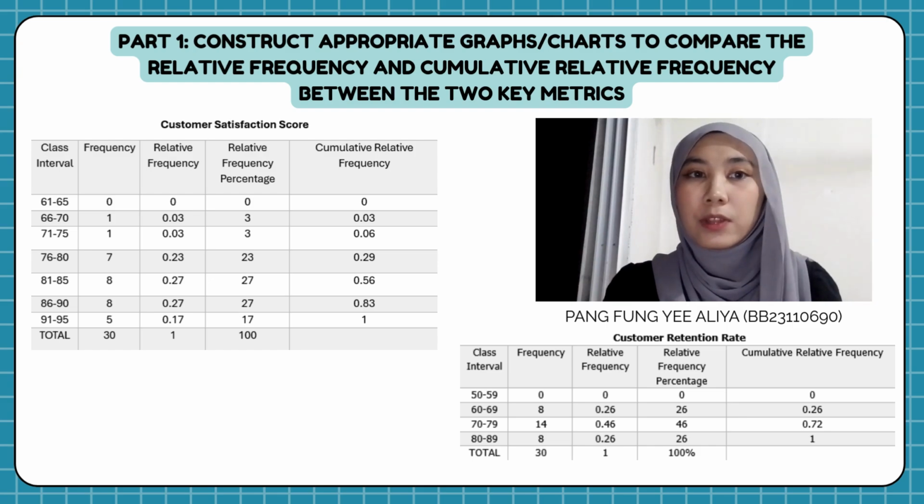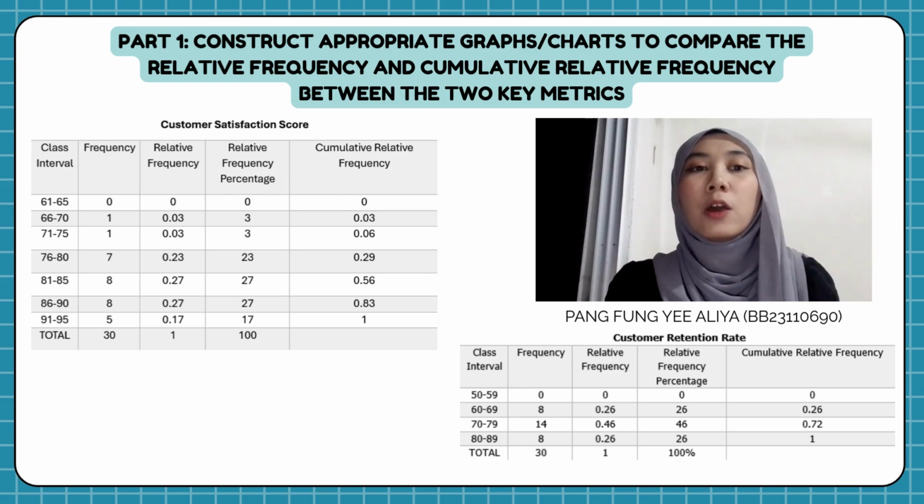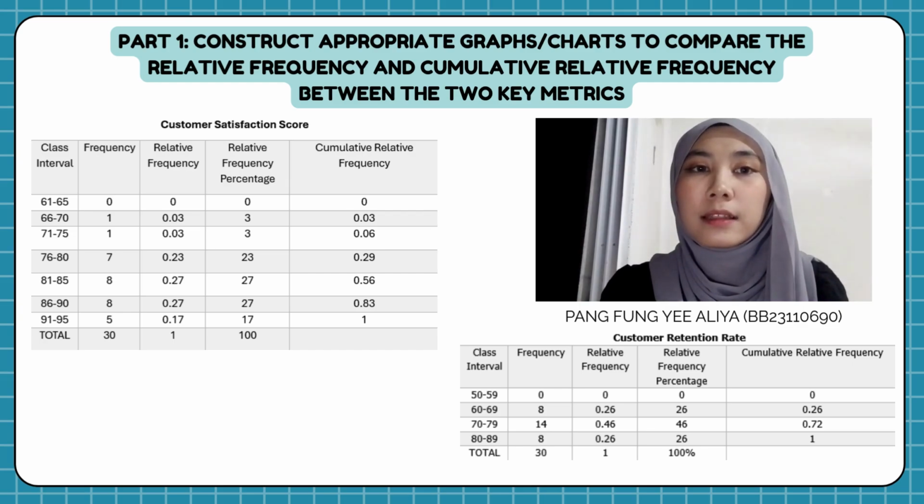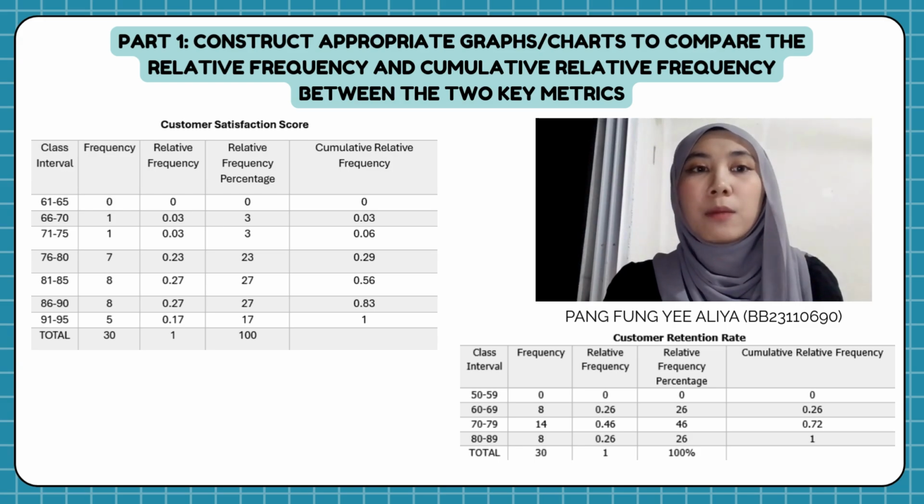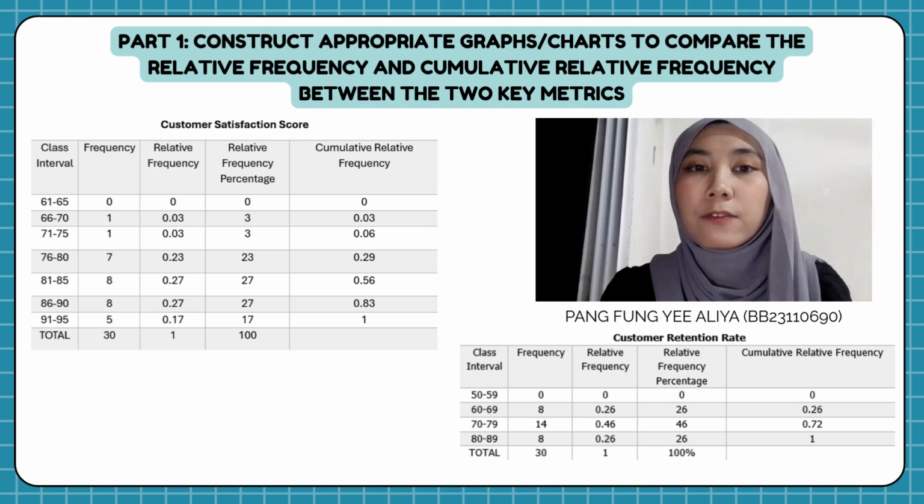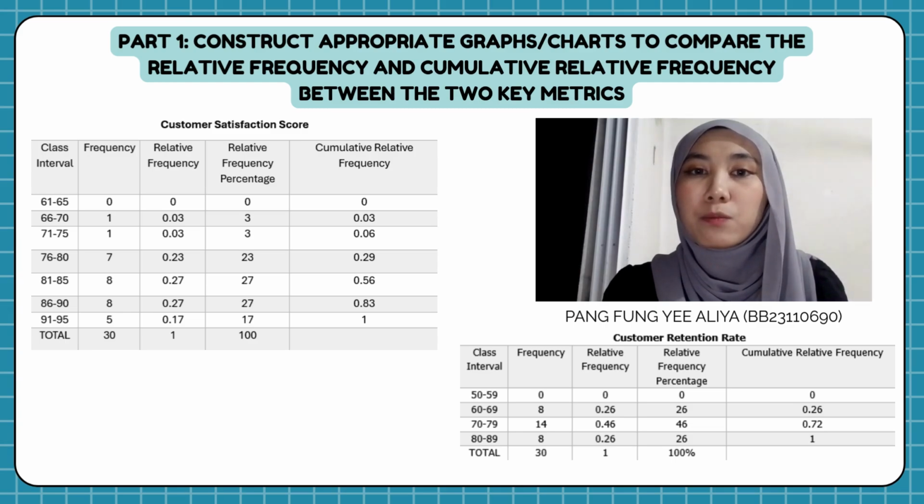BT233030690. Today I will present part 1, which is to construct a graph chart to compare the relative frequency and cumulative relative frequency between the two key metrics, which are customer satisfaction score and customer retention rate. Before drawing the graph, we need to prepare the frequency distribution table for both datasets.